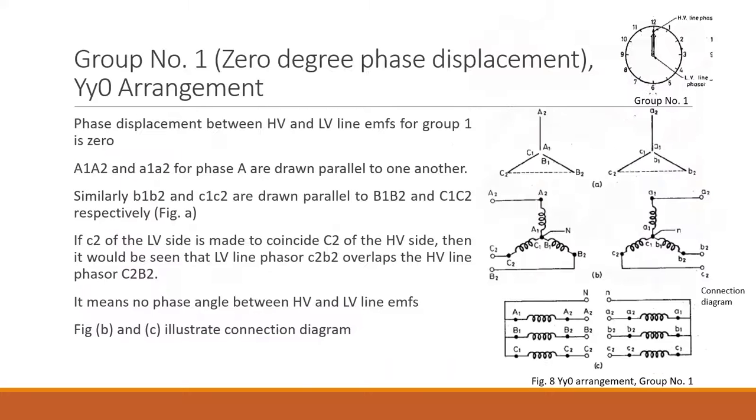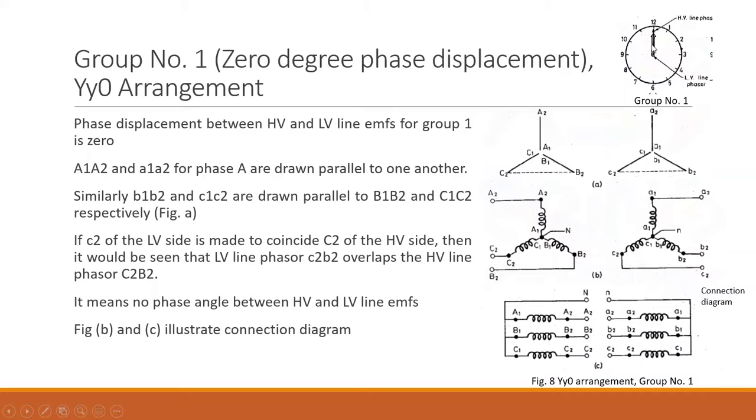Okay, so let us begin with group number 1. It is indicating 0 degree phase displacement. So what it means is that your LV and HV phasors are in the same phase and the displacement is 0. So the clock hour diagram will be given by this one. The minute hand and hour hand will be at 12 o'clock.